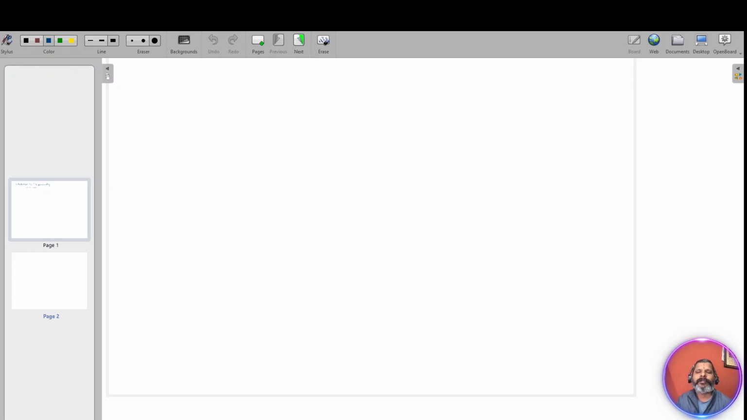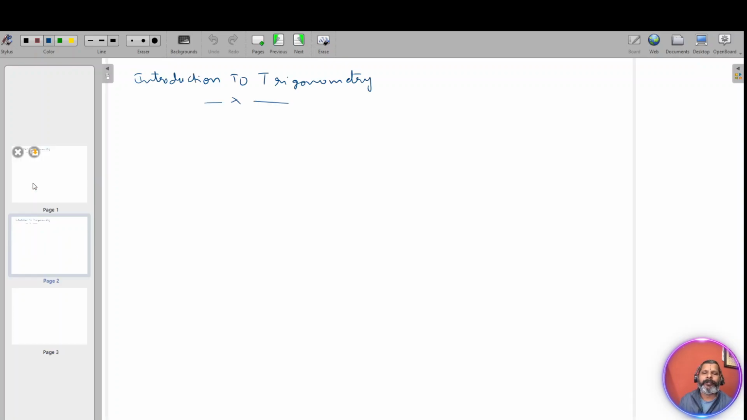Hello, students. In this class, we'll see the introduction to trigonometry for 10th standard. State syllabus and CBSE both are covered here. We'll know what is trigonometry, and what topics we are studying under trigonometry for 10th standard.